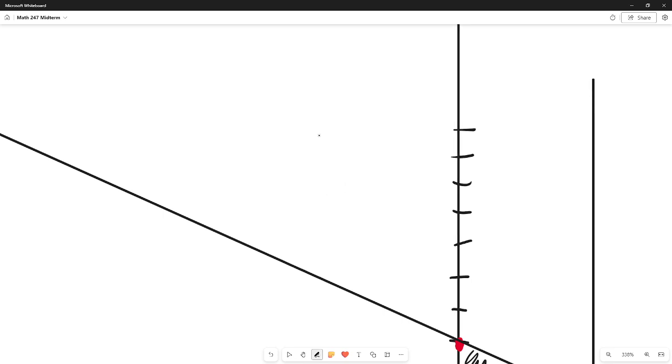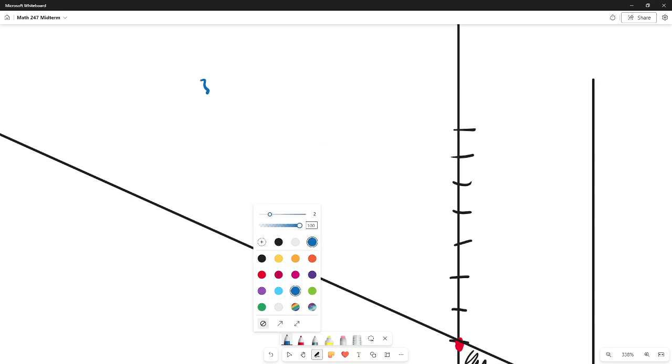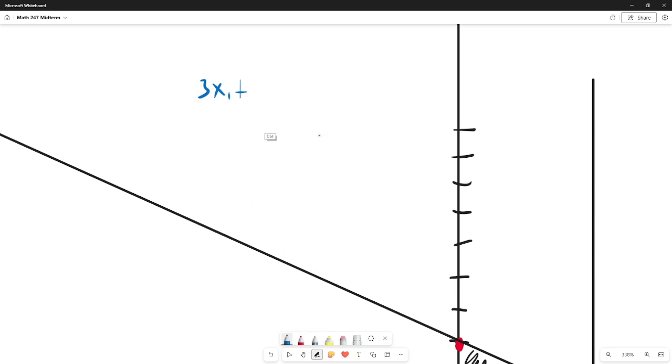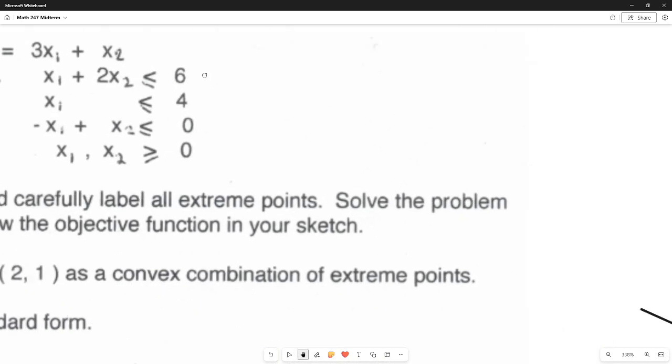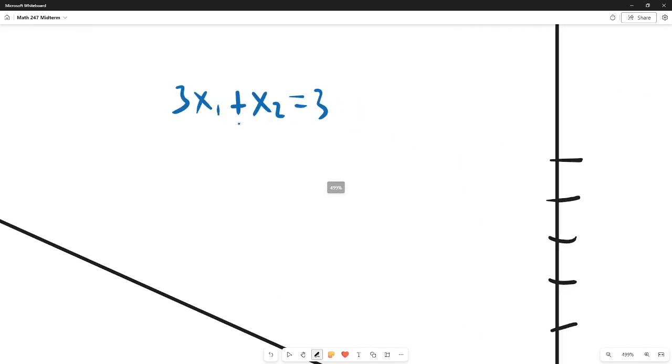If I go here, 3x1, I'll put it in blue. 3x1 plus x2 is equal to 3. Right? That's the exact thing we had here. And so we see that if x2 is equal to 0, then x1 is going to be equal to 1. And if x1 was equal to 0, then x2 would be equal to 3.